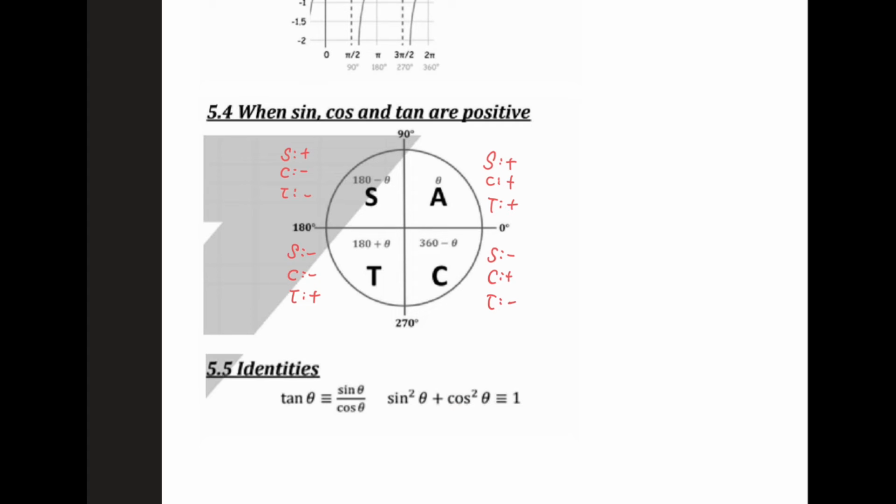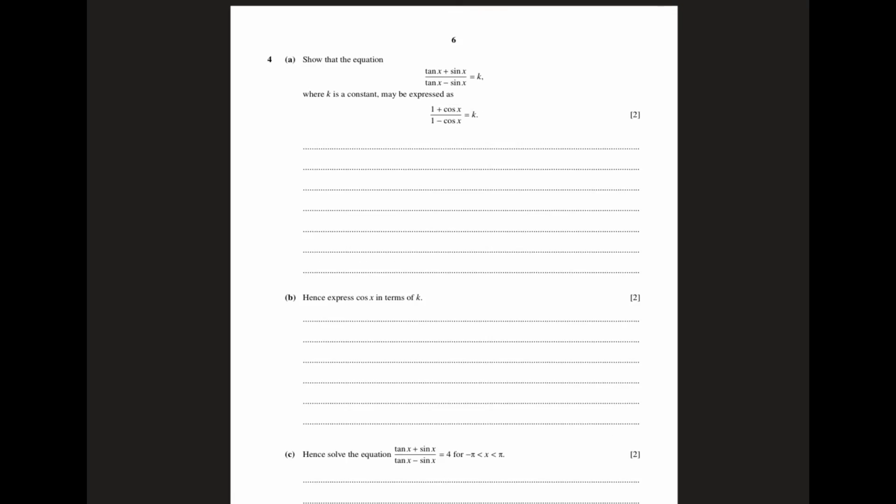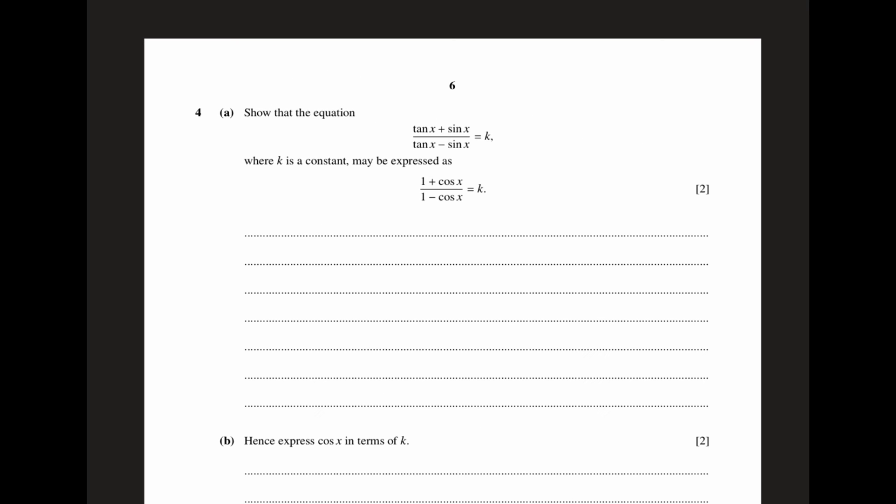Okay, let's see one example. Show that the equation (tangent x plus sine x) over (tangent x minus sine x) equal to k, where k is a constant, may be expressed as (1 plus cos x) over (1 minus cos x) equal to k. So how do we do it? Let's see. They give (tangent x plus sine x) over (tangent x minus sine x) equal to k.